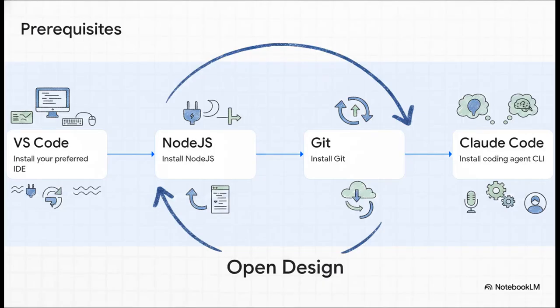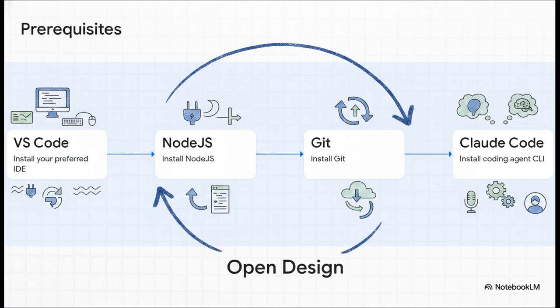Section 2, Step-by-Step Installation Guide. Okay, so to get started, your system just needs 4 essential software prerequisites ready to go. First up, you need an integrated development environment. VS Code is highly recommended and widely used, but just use your preferred IDE. Second, you gotta install Node.js. Third, you'll need Git to pull down the repository. And fourth, you're gonna want a coding agent command line interface, or CLI, installed. We're using Claude Code as our base here, but you absolutely have options.